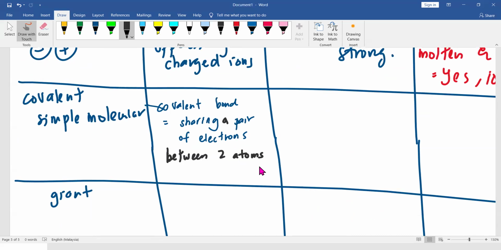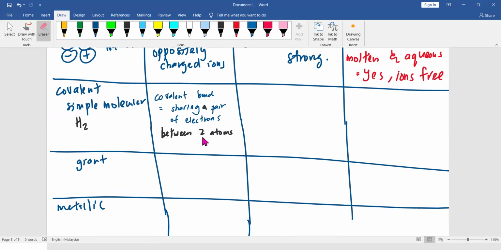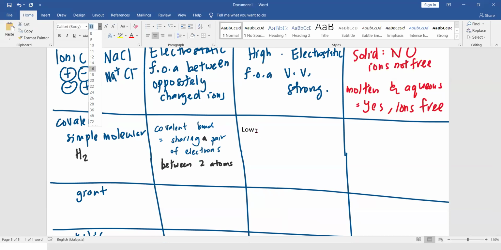So an example of simple molecular is hydrogen. For IG no need, IG is very, very relaxing, very easy, no need to talk so much. So it is low, because it is so small. Low melting point.